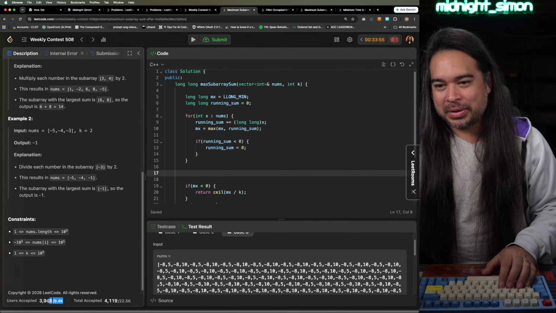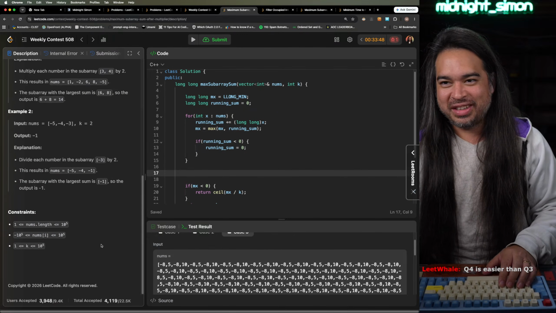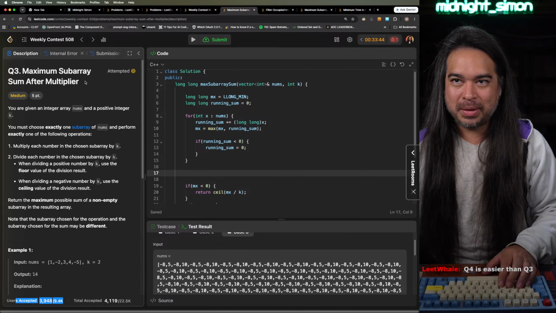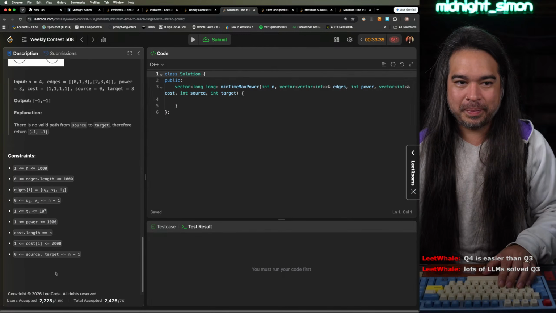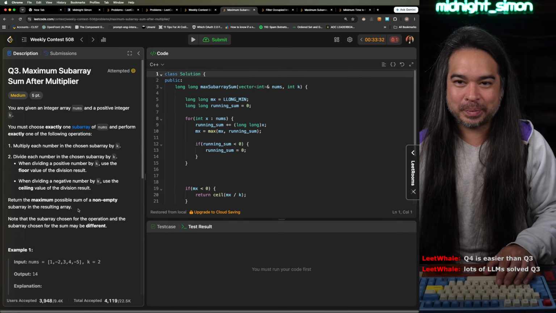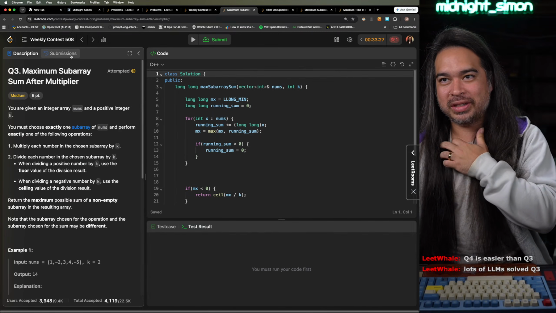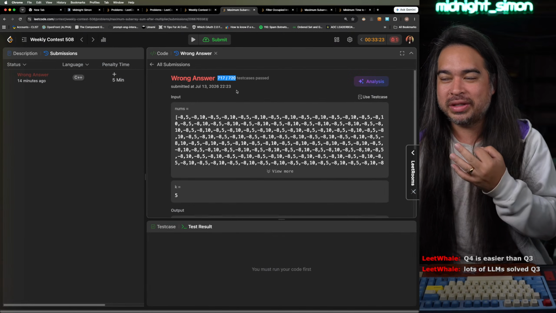Man, look how many people solved it. It's crazy. Q4 is easier than Q3? Even with so many people solving Q3? I guess these days you can never really know with AI out, man. Lots of LLMs solve Q3, yeah. It would seem so. Man, look how close it is though. It's like 3 more test cases.